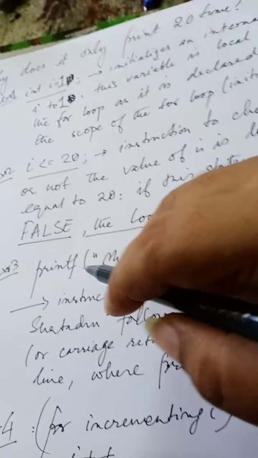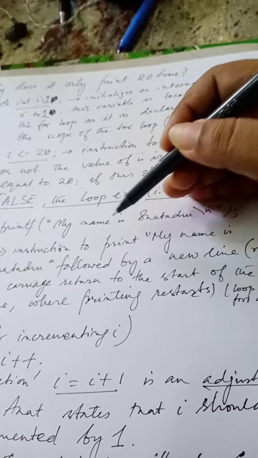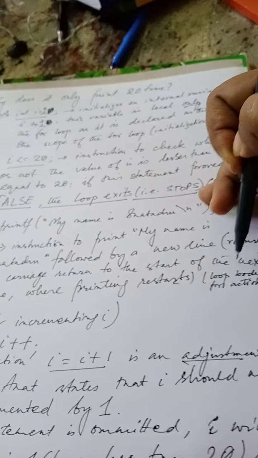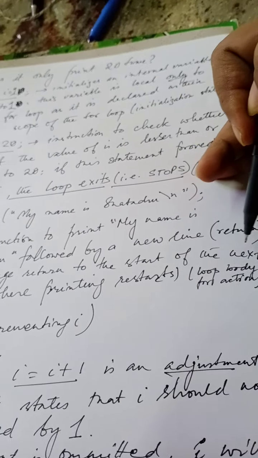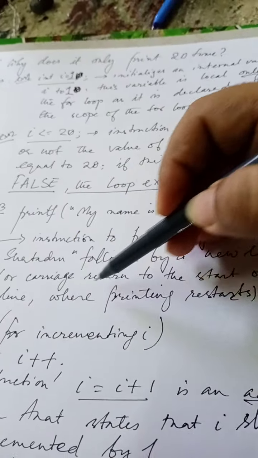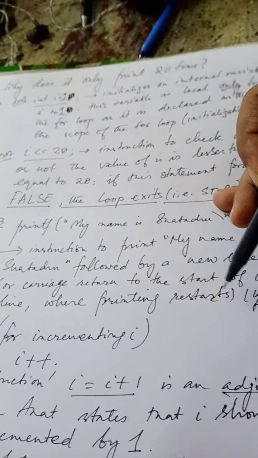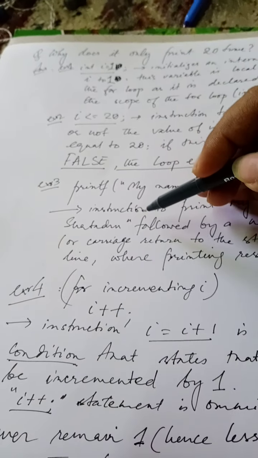And then we have the printing statement, which is obviously expression 3. "My name is Shatadru" is printed, followed by a new line, which is a carriage return. New line is nothing but a carriage return to the start of the next line where printing restarts. So the loop body or action is this part, printing my name is Shatadru.